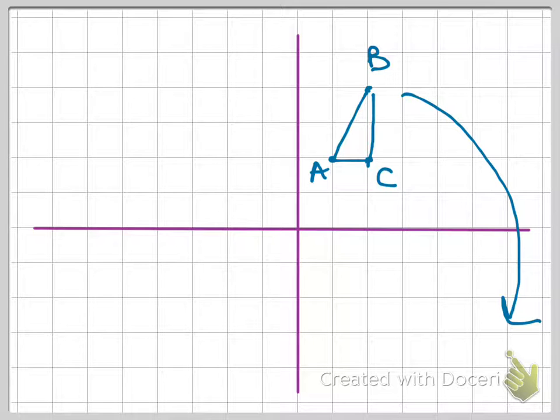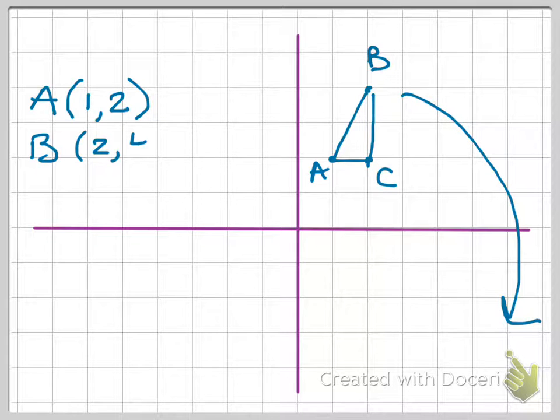So we have A at point 1, 2. We have B at point 2, 4. And we have C at point 2, 2. When we rotate this 90 degrees, it's the same thing as if you took this entire graph and you turned it a quarter turn to the right.